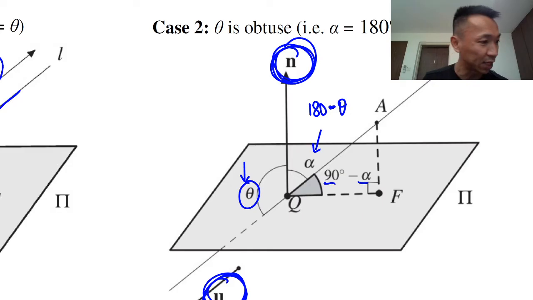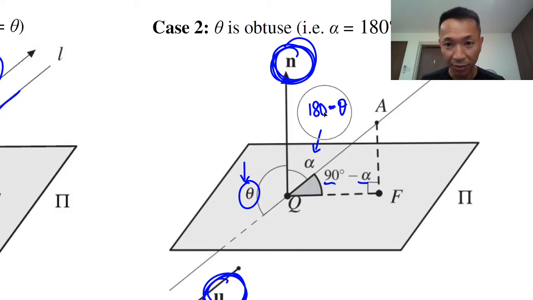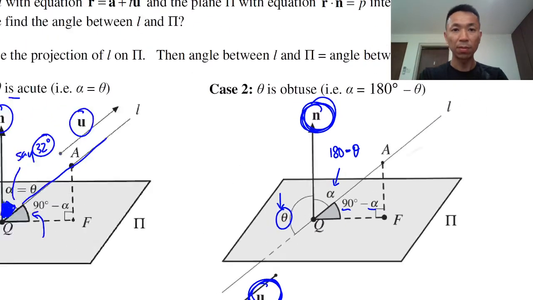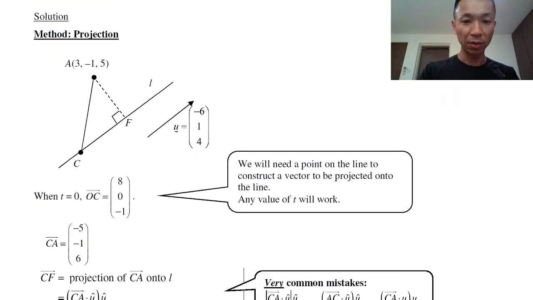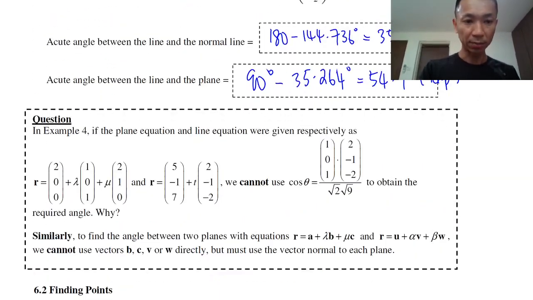Sometimes, like what you see in example 4, I take the angle between the line and the normal, and in the end I get an obtuse angle. What do we do? We take 180 minus the obtuse angle, and I get the acute. Then take 90 minus this acute angle. You will get the answer. Now, I think it's very important to answer this question before we take a short break. It is this.